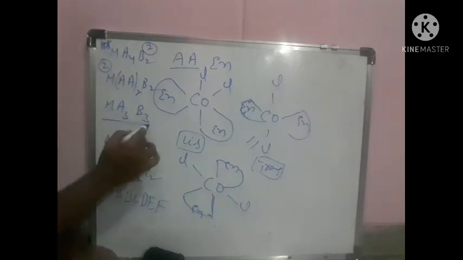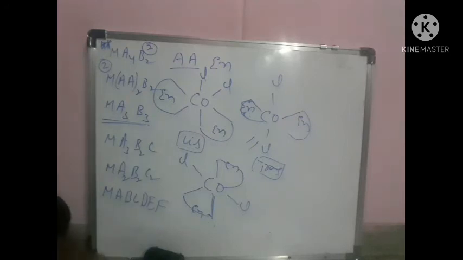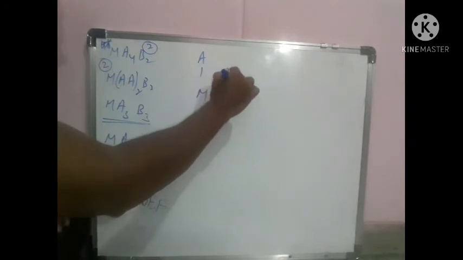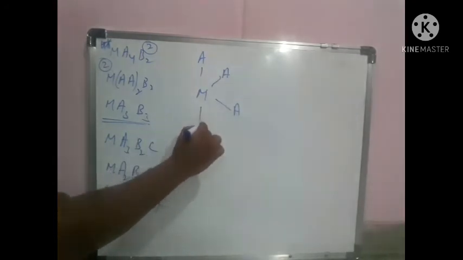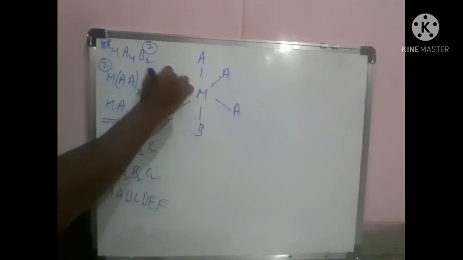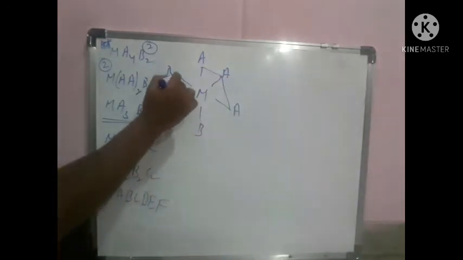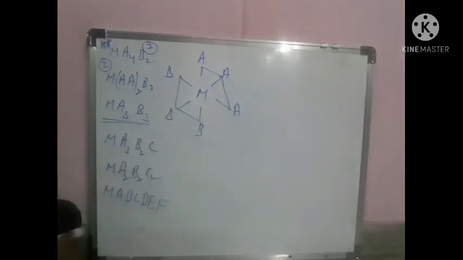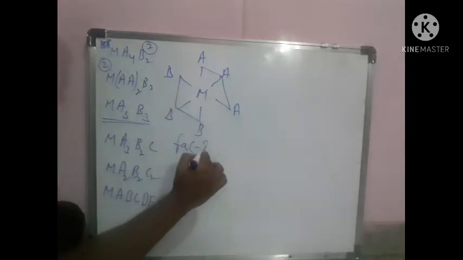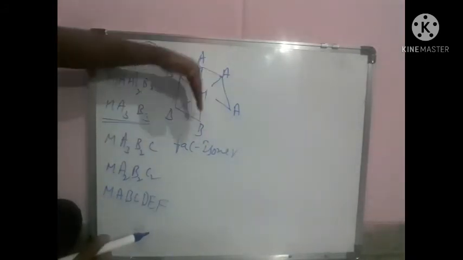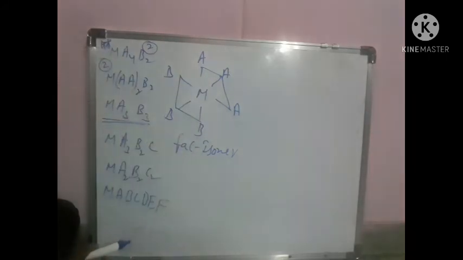And MA3B3 we are calling a meridional and facial isomer. How the meridional and facial isomers can be exhibited, we will discuss now. M, A, A and A, and this is B, B and B. If the similar ligands are occupied in the same position, on the same side, it is called fac isomer.